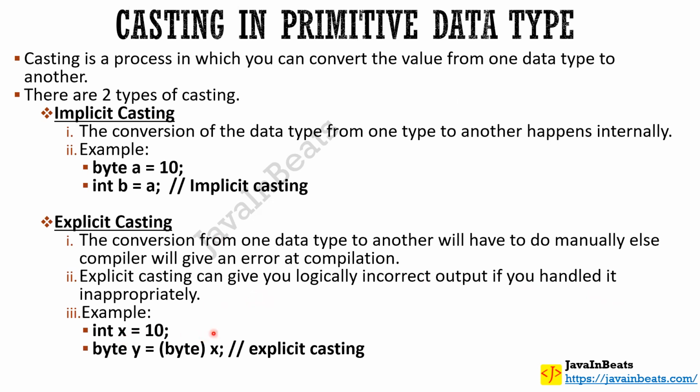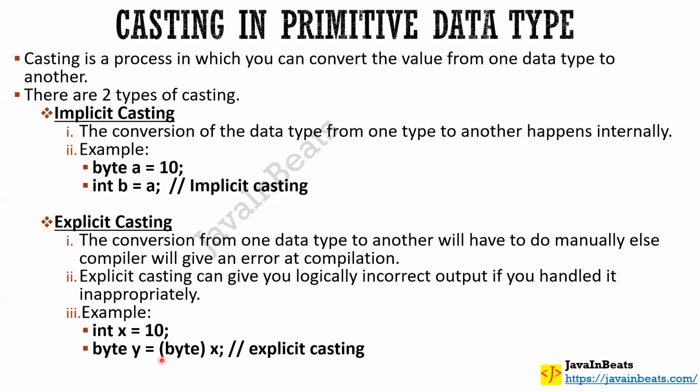The example is, here I am storing an integer type of value. I have an integer type of value x, and I wanted to convert it into a byte. If we directly try to convert it, then it will be a compile time error because we are trying to convert 32 bits of data into 8 bits.